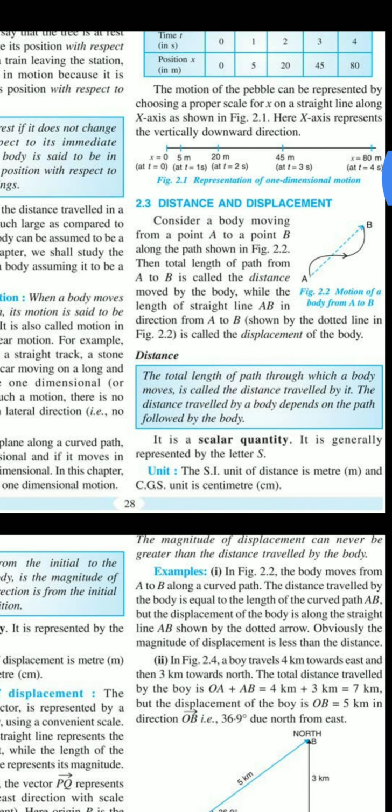The basic difference between distance and displacement is that distance depends on the path taken, but displacement would not depend on the path taken, right?